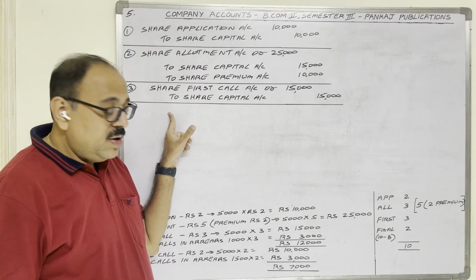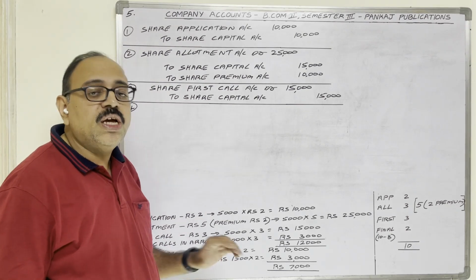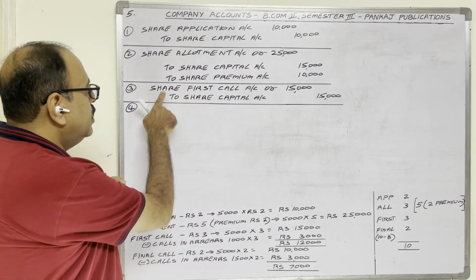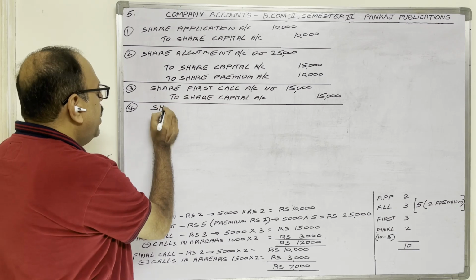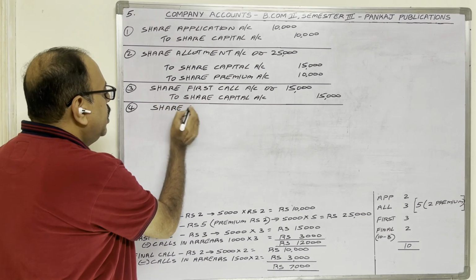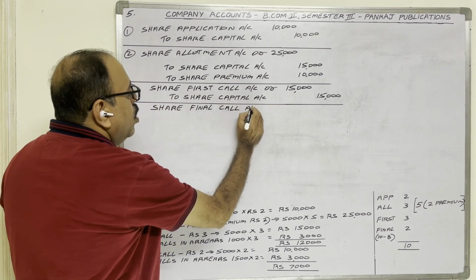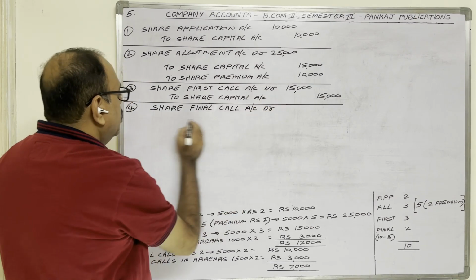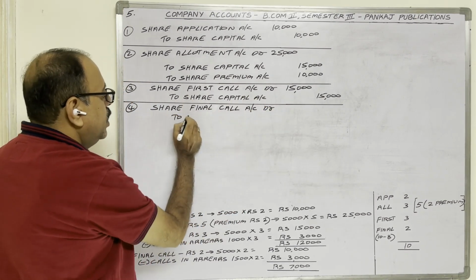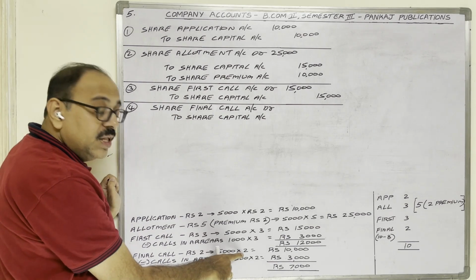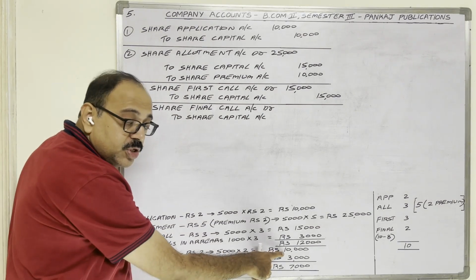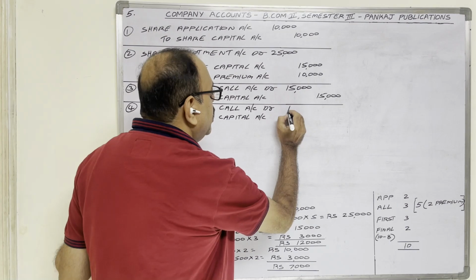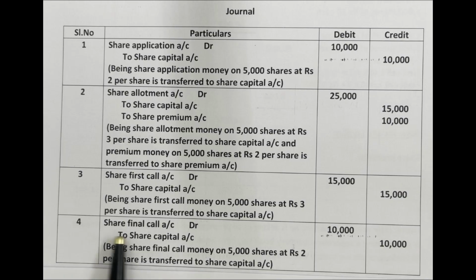Fourth entry is for transferring final call amount to share capital account. Like third entry, share final call account should be debited. Share final call account debtor to share capital account. 5,000 shares at the rate of 2 rupees each, 10,000 should come now. Write that amount here, 10,000. This is the last entry, fourth one. Share final call account debtor to share capital account.